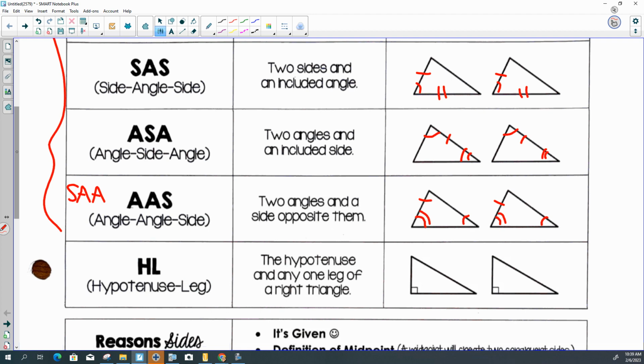Okay, we're not going to use this one very much. It is only on a right triangle that if I know the hypotenuse and one of the legs, I can conclude that they are congruent because that right angle creates so many other congruencies.